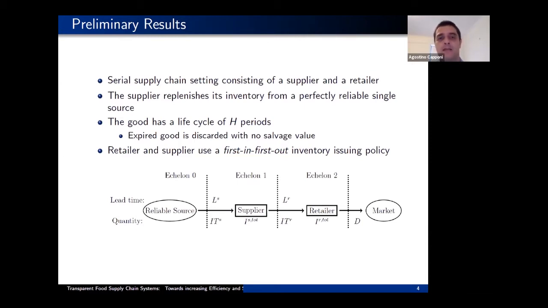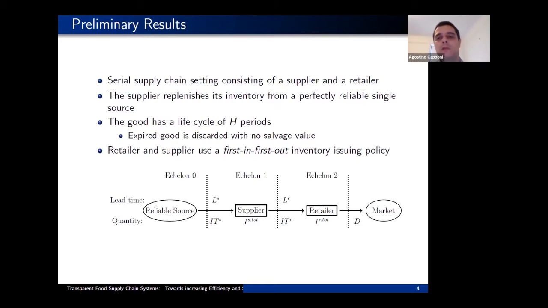There is a single good in the model, and this has a life cycle of H periods, which means that after these H periods, the good will expire and there will be no salvage value. So it will be worth nothing, which means that it has to be consumed somehow before its expiration. And we are thinking of a system where retailer and supplier are using a first in, first out inventory issuing policy. So the first item that goes into the queue is also the first one to get out of it.